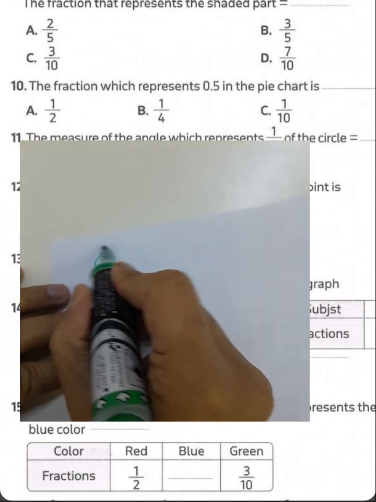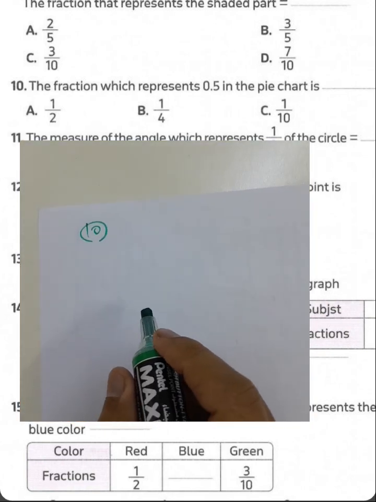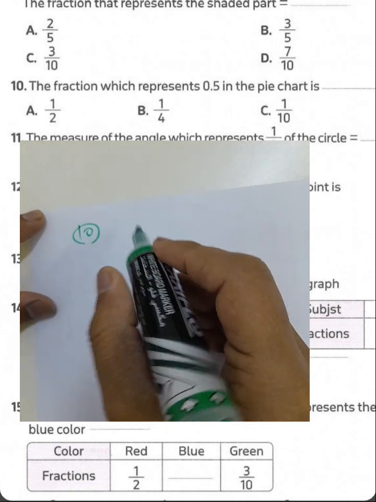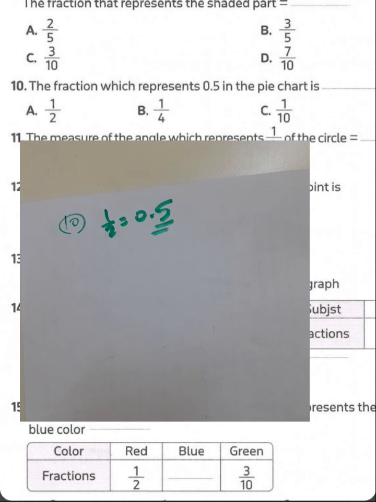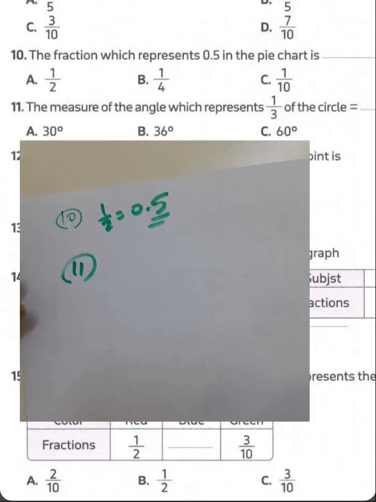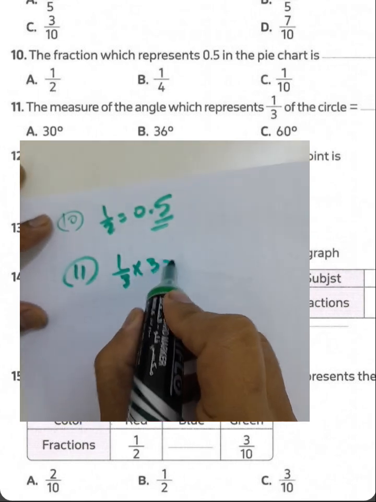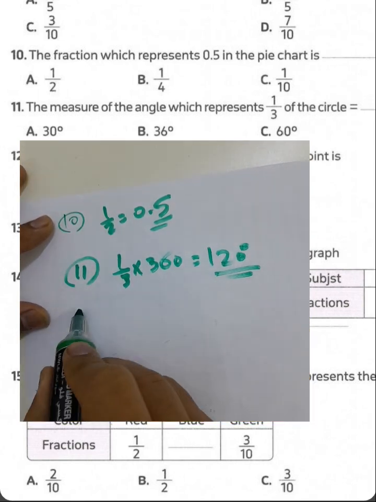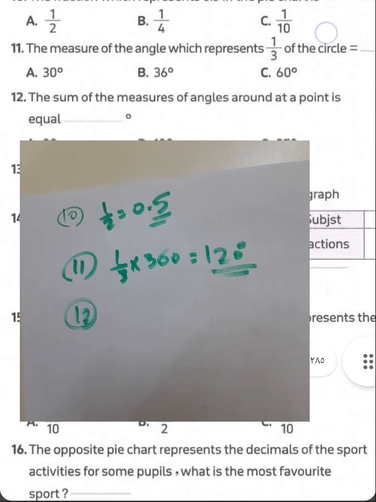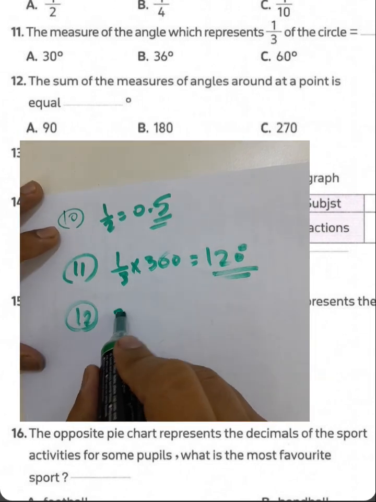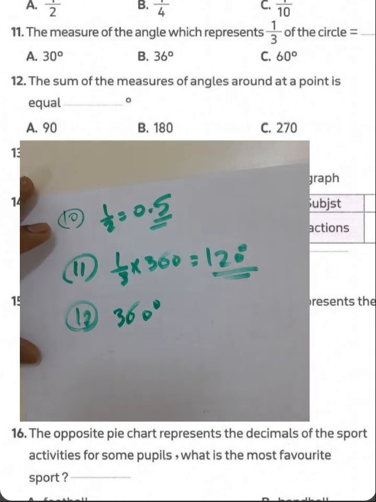Question number 10. The fraction which represents half of the pie chart will be 1 over 2. 1 over 2 will be 0.5, 5 tenths. Then for question number 10, choose letter A. Question 11. The measure of the angle which represents a third of the circle will be a third multiplied by 360. It will be 120 degrees. Question number 12. The sum of the measures of angles around a point equals 360 degrees. We choose letter D.